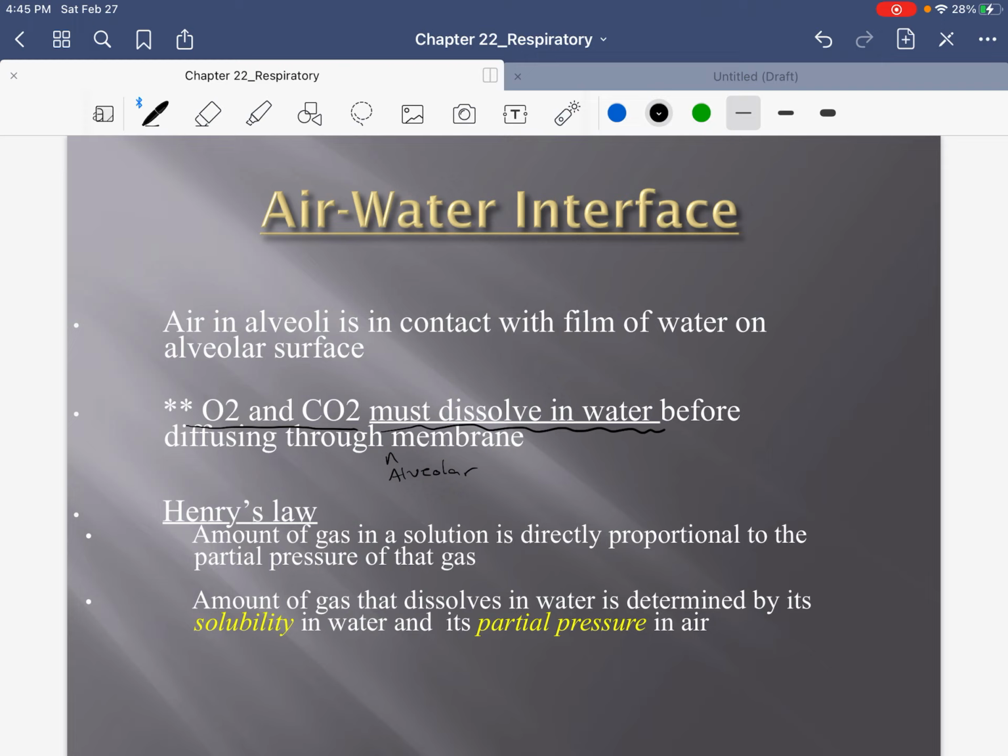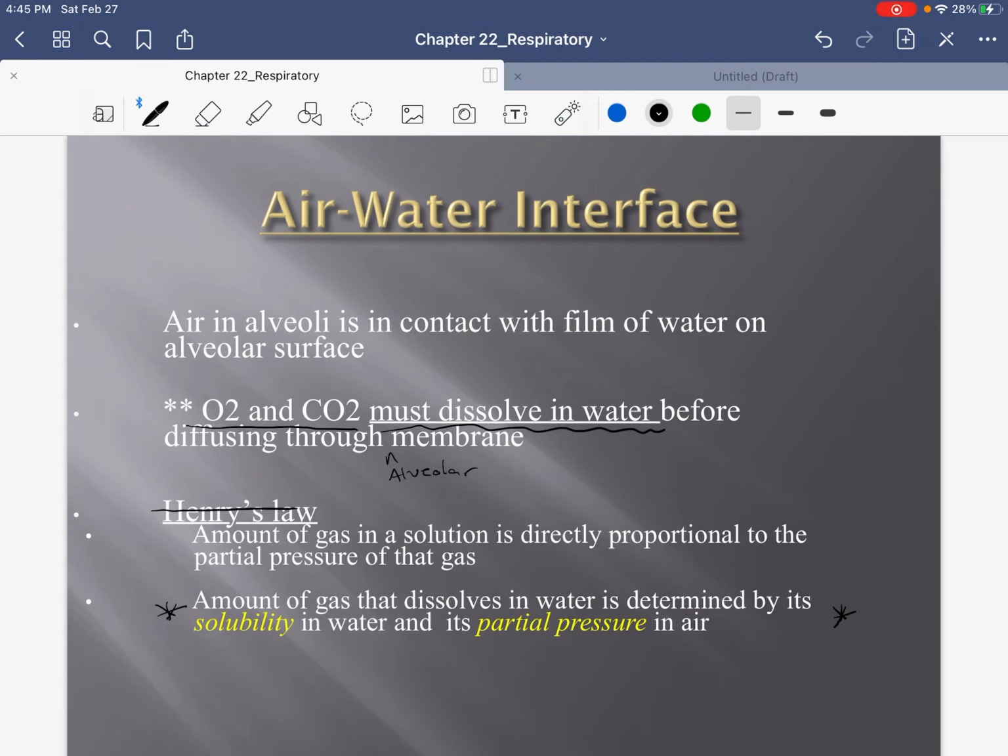The gases will dissolve in water before they diffuse across the membrane. There is a law about this, but I think I've given you enough laws with Boyle's law and Dalton's law, so let's not worry about Henry's law for now. I would like you to know this concept at the very bottom, but you don't have to know the specific name of Henry's law.